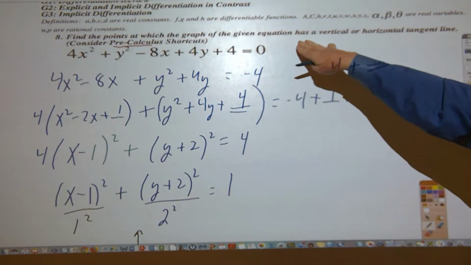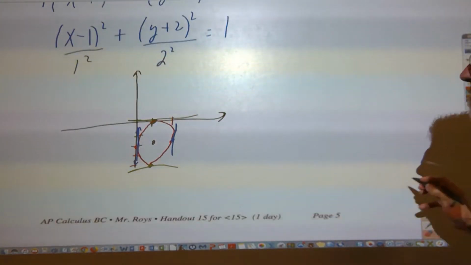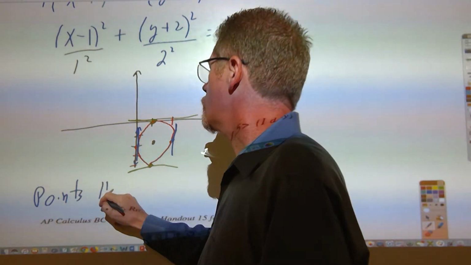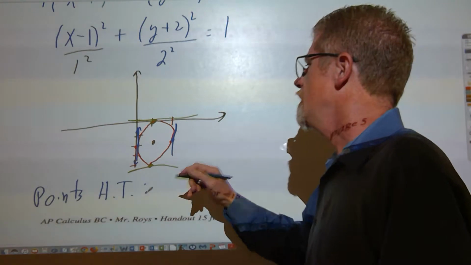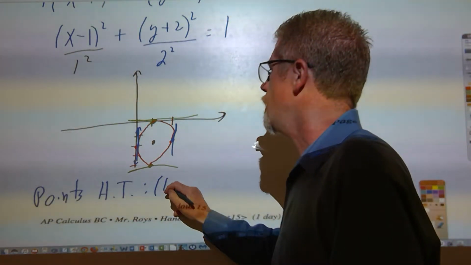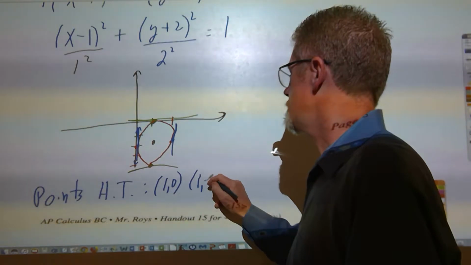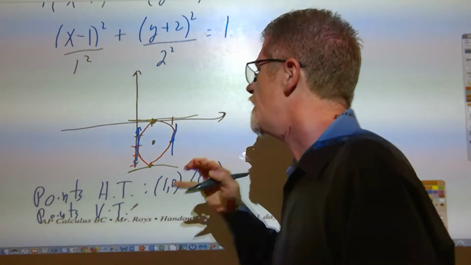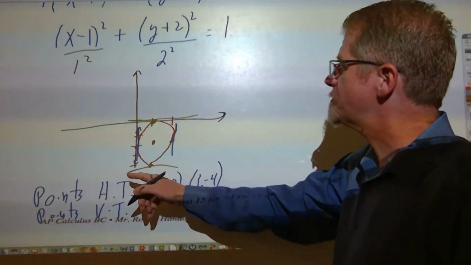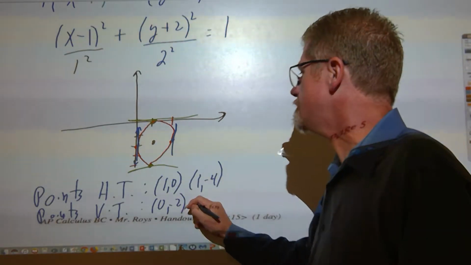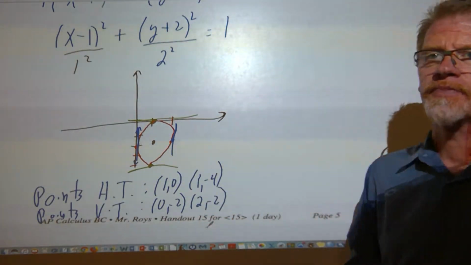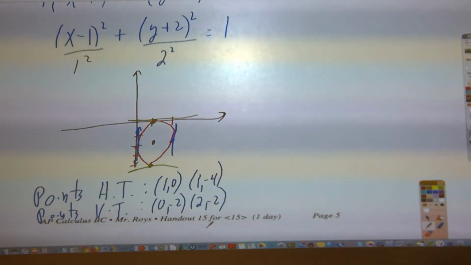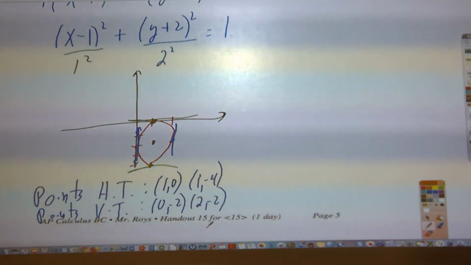Let's see, find points at which graphs, okay, so they're asking for points. So the answer using pre-calculus would be points at which there are horizontal tangents would be the points 1, 0 and 1, -4. What are the points, the ordered pairs at which we have vertical tangent lines? By inspecting the graph, it appears to be 0, -2 and 2, -2. Does anyone have any questions as to how I was able to obtain those 4 points using no calculus whatsoever?